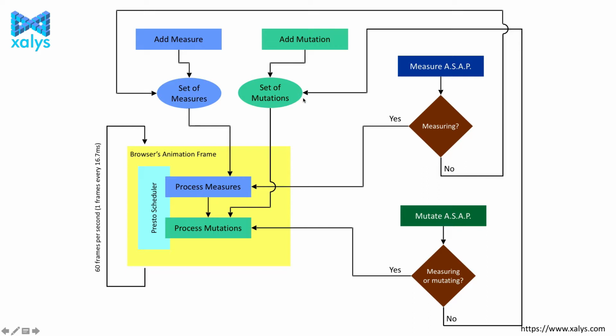One quick warning: calling measure as soon as possible and then mutate as soon as possible doesn't guarantee that the measure will occur before the mutation. Anyway, asking Presto to mutate as soon as possible is very useful if your mutation does not depend on a measure.